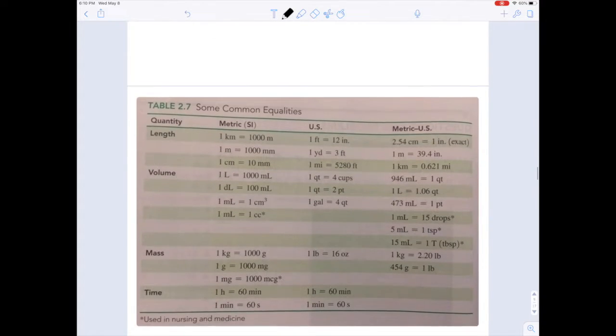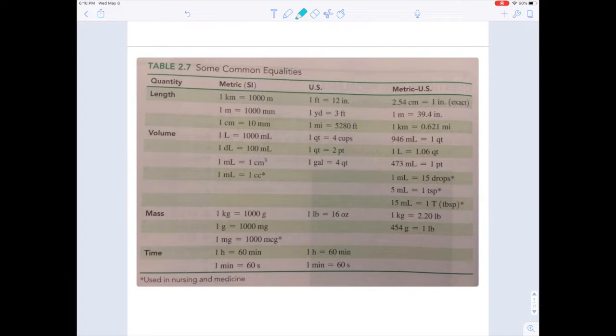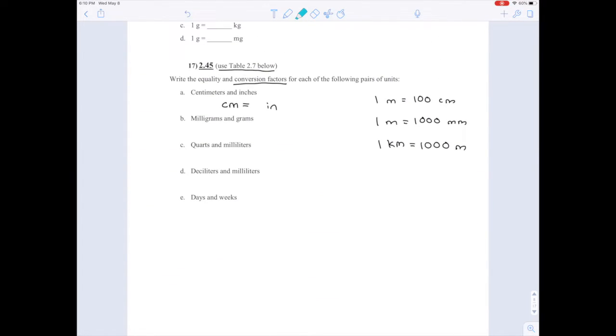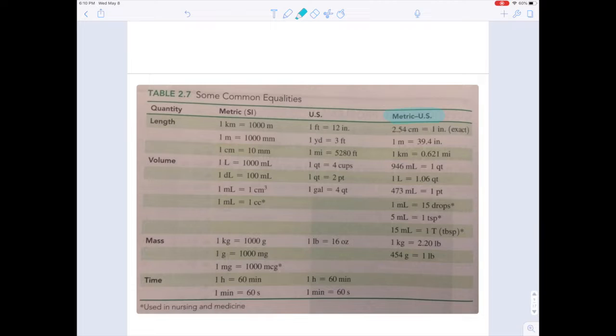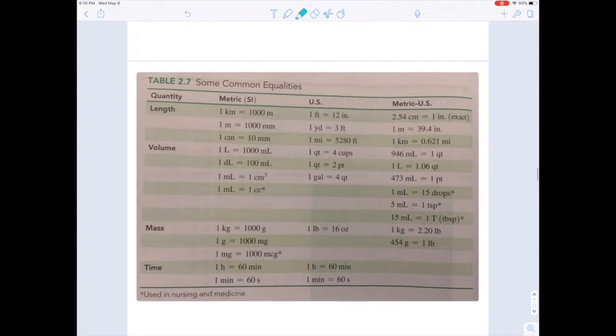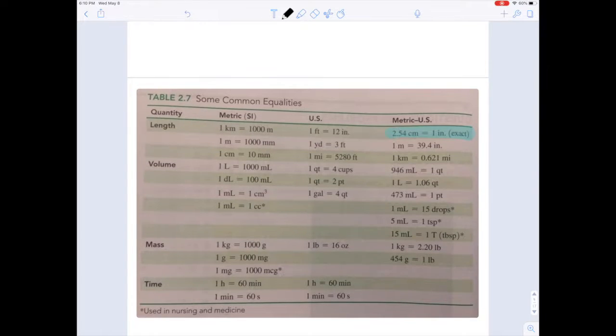Now, table 2.7 looks like this, and you want to view this as three different columns. So you have the conversion factors that only have metric units in them, conversion factors that only have US units in them, and conversion factors that relate metric units to US units. So in this first example, centimeters and inches, centimeters is a metric unit, and inches is a US unit. So we're going to be in the metric-US column on the far right. We're looking for centimeters to inches, and it's the first one right there. 2.54 centimeters is the same as 1 inch.